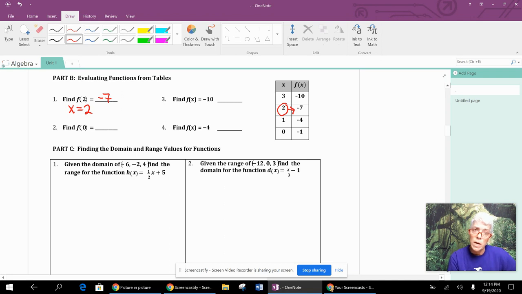Let's look at number 3. I'm going to skip number 2 for just a moment. Let's look at 3. And here, oh my gosh, this time it's y they're giving me. So I look over here. Oh, look, x, y. There's where y is negative 10. So x is 3. Okay, I'm going to give you a moment while I'm erasing. I want you to go ahead and figure out the next two.